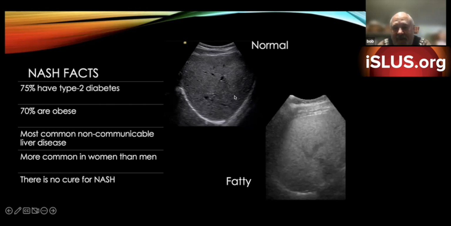They're all the same brightness. Here we have a fatty liver, and you can see right away these echoes are a lot brighter than this liver, and that's because of the fat. Down here we hardly have any echoes because the fat is very attenuative. It absorbs the sound much quicker than a normal liver will.